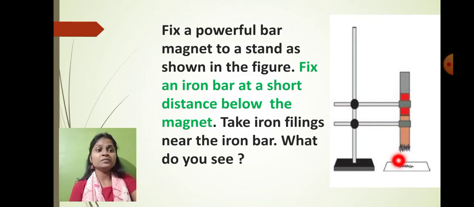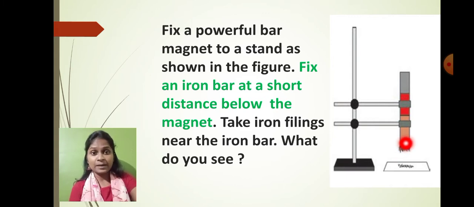And we have put the iron filings. So you can see that over here. We have attached a magnet on the top. Below the magnet we have placed an iron bar, right? So what do you see here? We can see that the iron filings, when we have kept them near the iron bar, got attracted toward the iron bar. Am I right? These iron filings did not stick to the magnet. They stick to the iron bar.